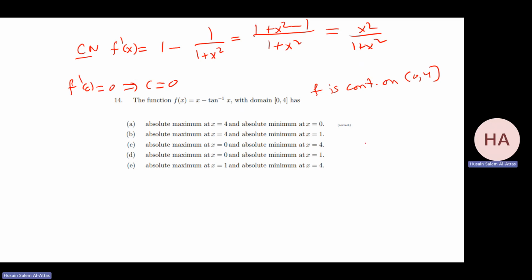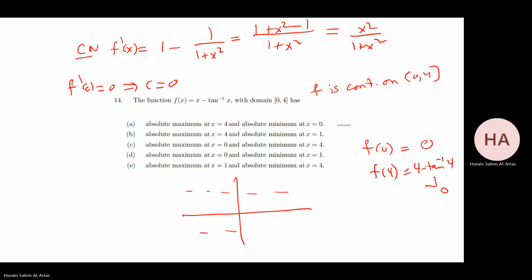So I need to check f at 0, f at 4. F at 0 will be what? 0 minus tan inverse of 0, which is 0. F at 4 will be 4 minus tan inverse of 4. This is for sure positive. Why? Because I know the tan inverse cannot exceed pi over 2 for any value x. That means 4 minus pi over 2, which is what? 1 point something. So 4 minus 1 point something is for sure positive.